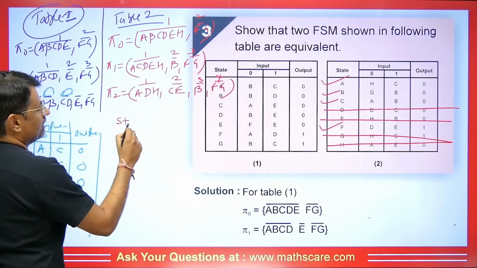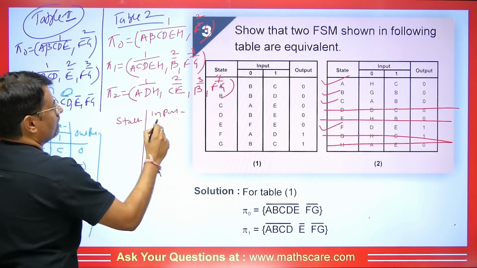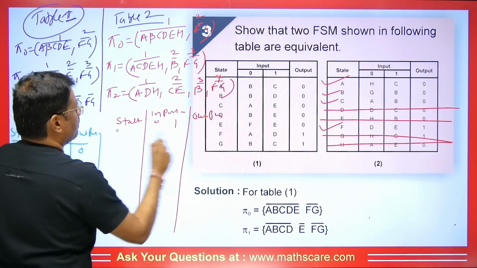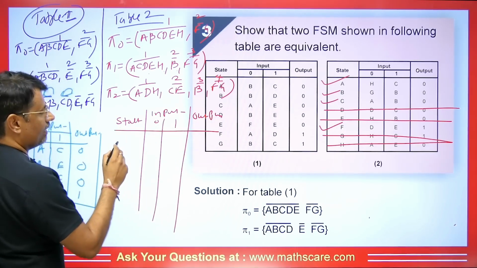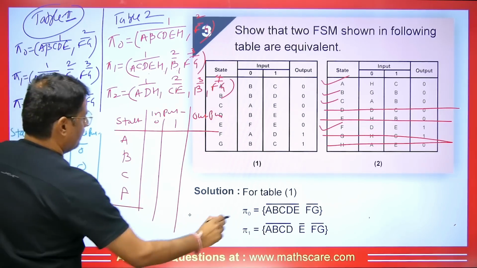After this, let's make its equivalent table. So first we will get the state here and then we will get the input. Yes, same 0 and 1. And this will be our output, right? We will make this. Is it clear? Now tell me what will be here. Here will be A, B, C and F. Is this clear to all of you or not?